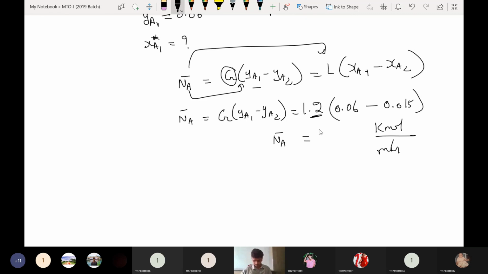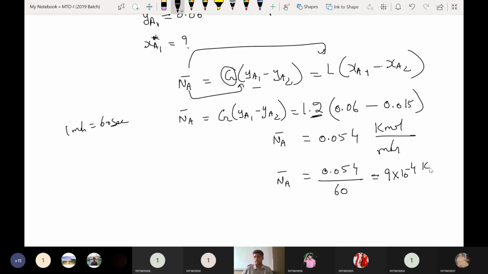So how much is this? Nearly you will get 0.054 kilomole per minute, or otherwise you can estimate it in seconds, kilomole per second. So how can we do kilomole per second? 1 minute is equal to 60 seconds, we know that. So here we have to divide by 60, and nearly you will get 9 into 10 power minus 4 kilomole per second.